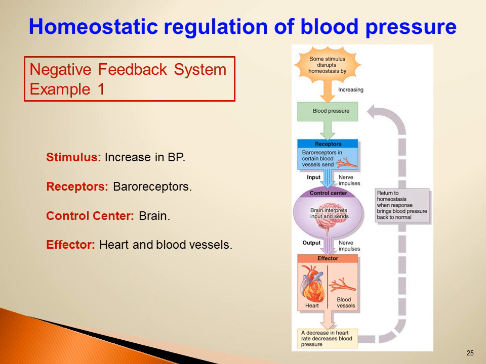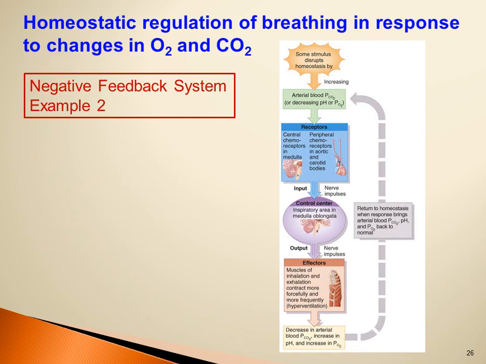The control center is present in the brain and mainly in the brainstem, and the effector organs are the heart and blood vessels, and the response is a decrease in blood pressure back to normal. So the response is opposite to the stimulus. That's why we call this a negative feedback system, because the response reverses or is opposite to the stimulus.